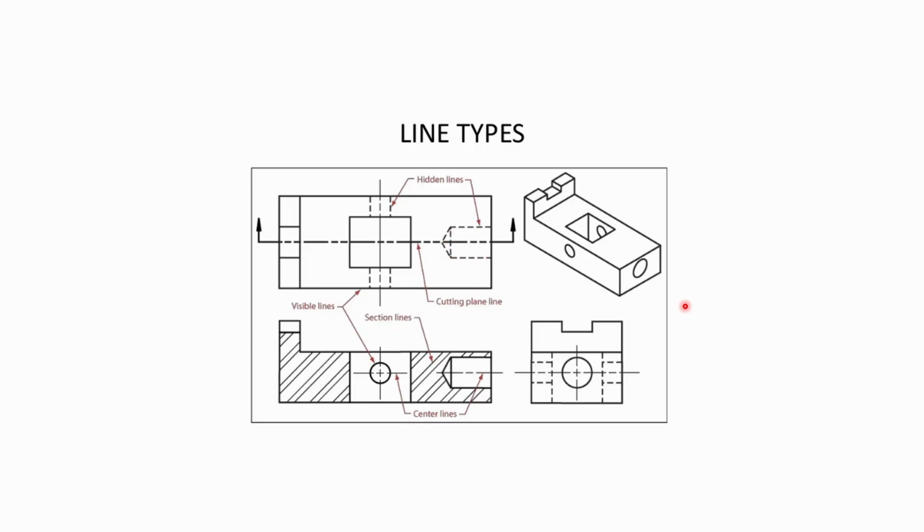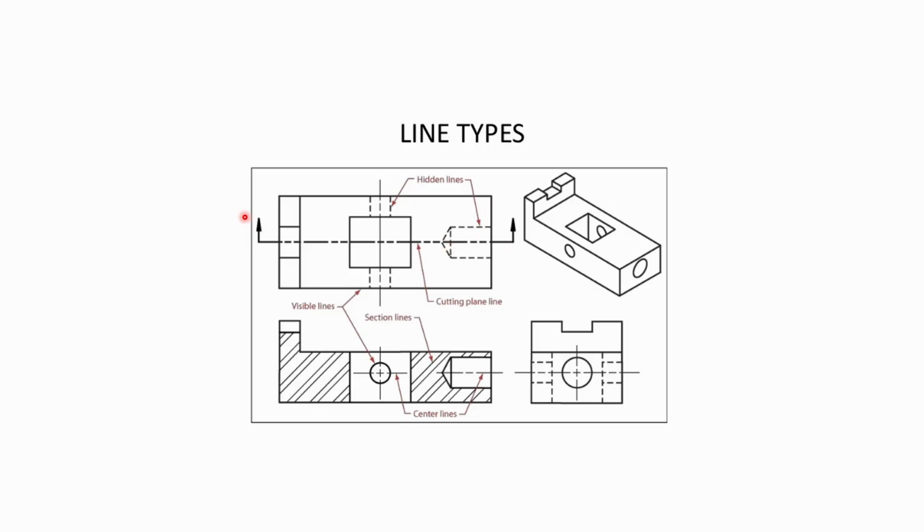Those hidden lines are showing that you have holes drilled through here. You can't see those holes from looking down from the top. You don't see those. But by having these hidden lines drawn in there, I know that there's something going through there. Same thing on the side here.